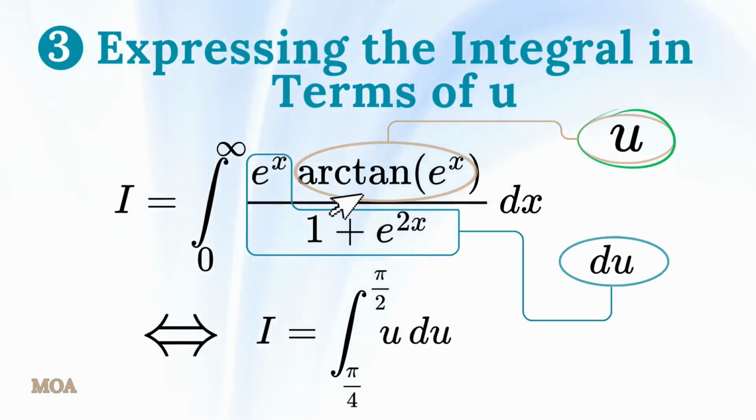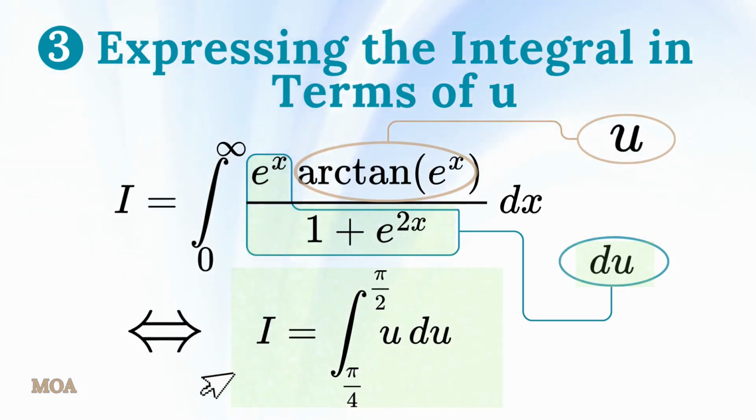Next, since u equals the arctangent of e to the power of x, and the factor e to the power of x, divided by 1 plus e to the power of the quantity 2x with respect to x, is precisely du, this allows us to express the integral equivalently in terms of u. That is to say, the equivalent simple form of this integral can be expressed as the integral from pi over 4 to pi over 2 of u with respect to u.